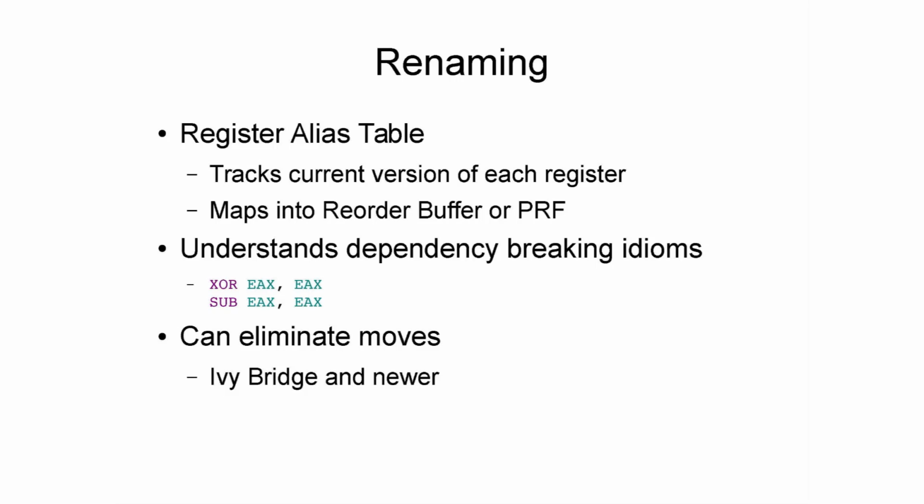The way that this is achieved is that the renamer keeps track of which of these intermediate temporary registers contains the current version of any of the named architectural registers. This is the register alias table. And it maps into either a reorder buffer, which is like a temporary scratch space of all of these micro operations that have yet to be executed or have executed but haven't completed yet. Or it maps into the permanent register file, which is like the canonical place where the real EAX and the real EDX live.